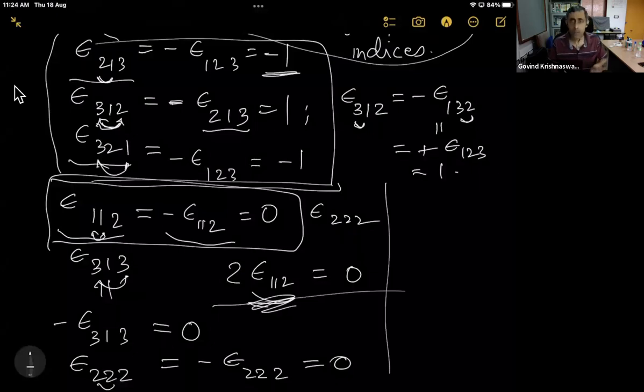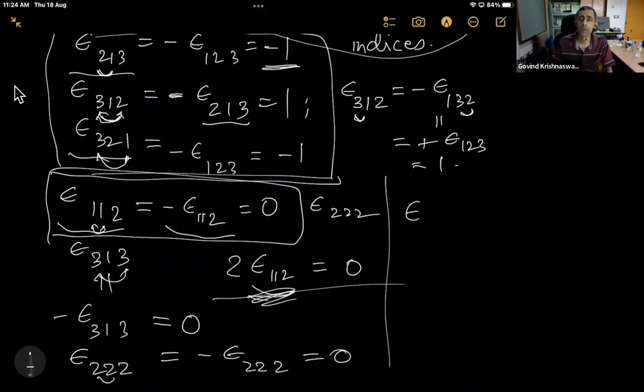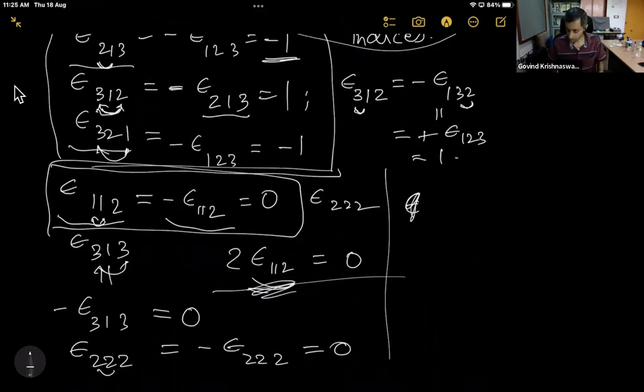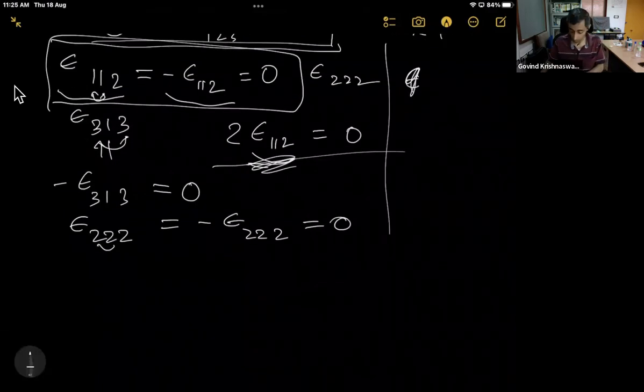And of course, from this, you can deduce some general things, which many of you have done. If a pair of indices coincide, then epsilon is 0. Of course, if three indices coincide, it's again 0. And if ijk is an even permutation of 1, 2, 3, then it is 1. And if it's an odd permutation of 1, 2, 3, it is -1. So these are consequences that we can deduce and then make use of. Any question so far?